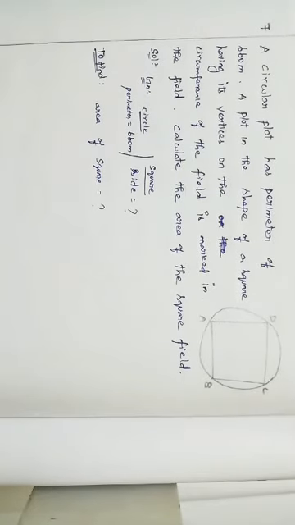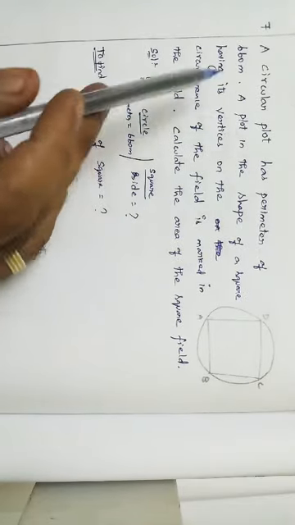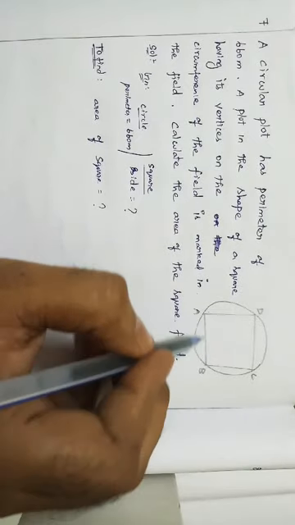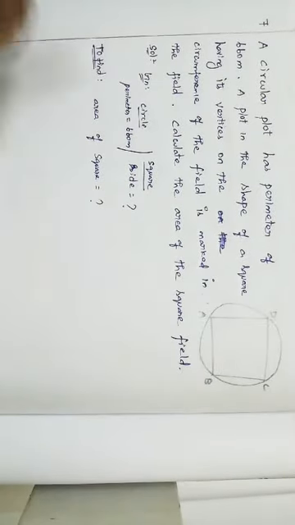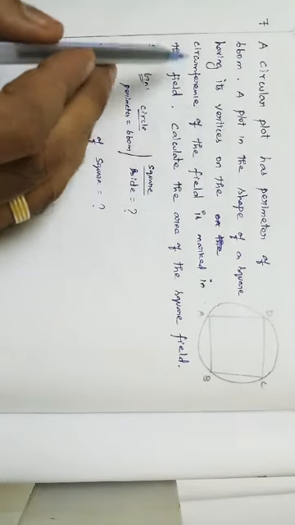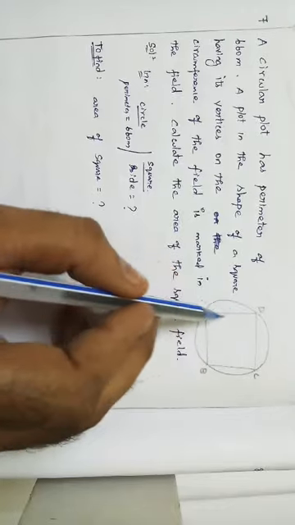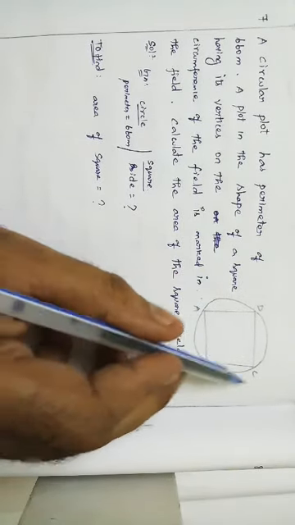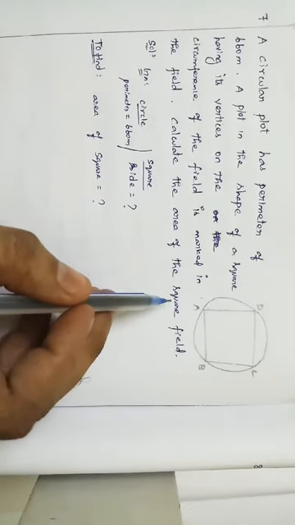See, first once again I'm just reading the question, right? A circular plot has a perimeter of 660 meter. A plot is in the shape of a square, having its vertices on the circumference of the field. That means all four vertices lie on the circumference of the circle, right? Calculate the area of the square field.